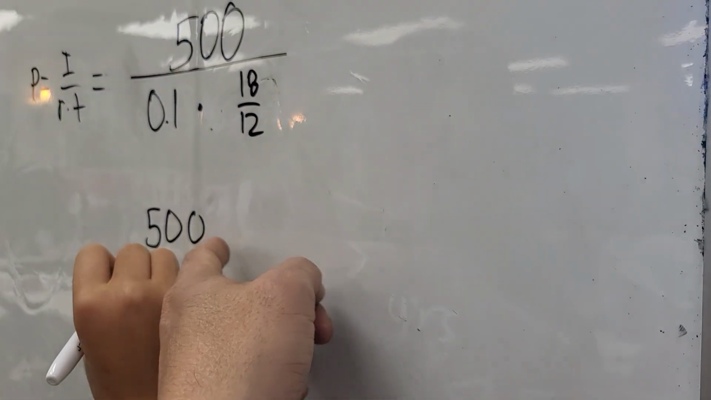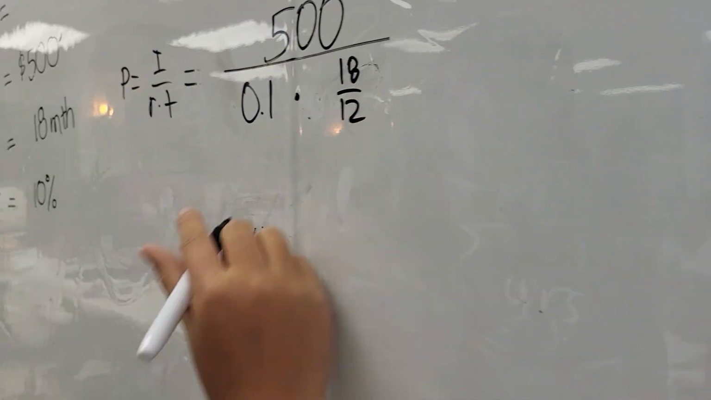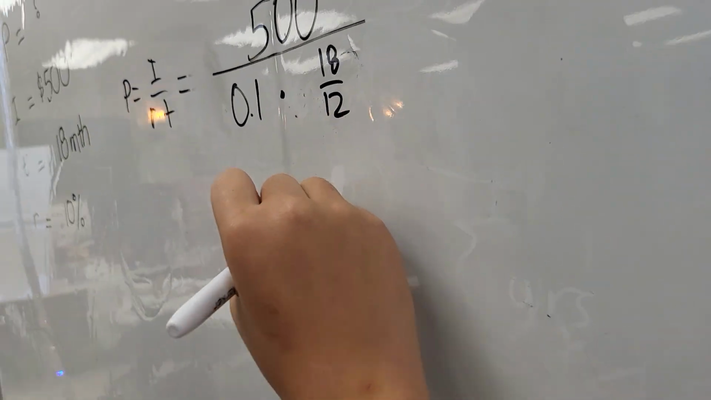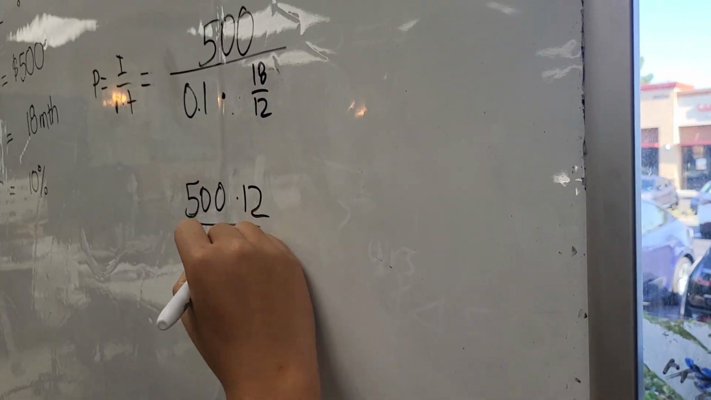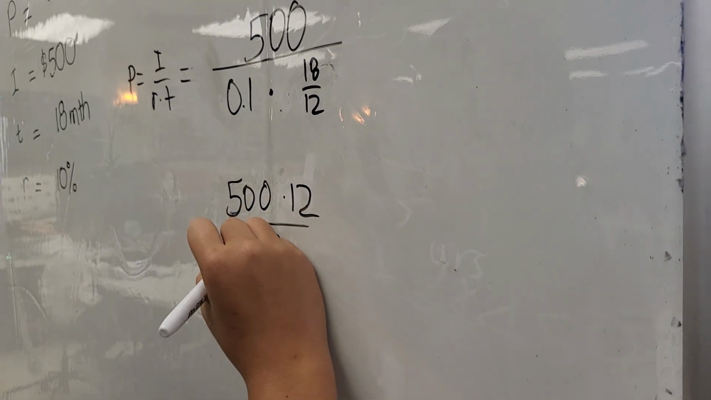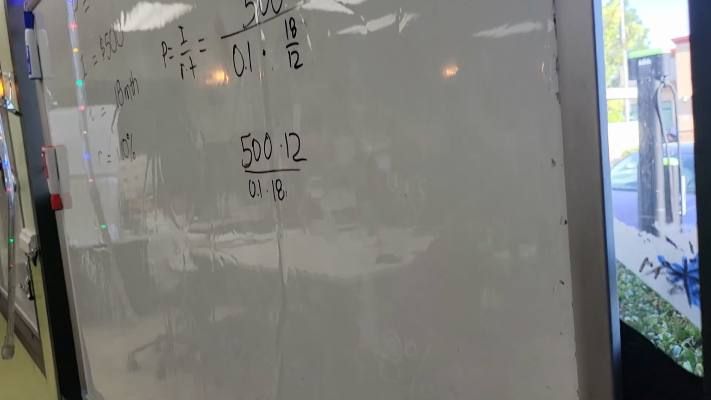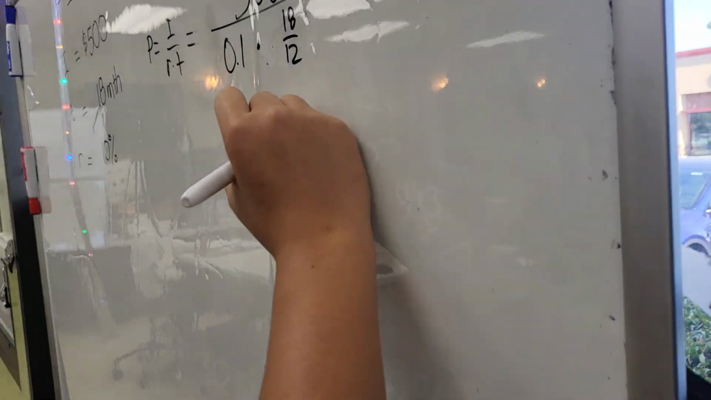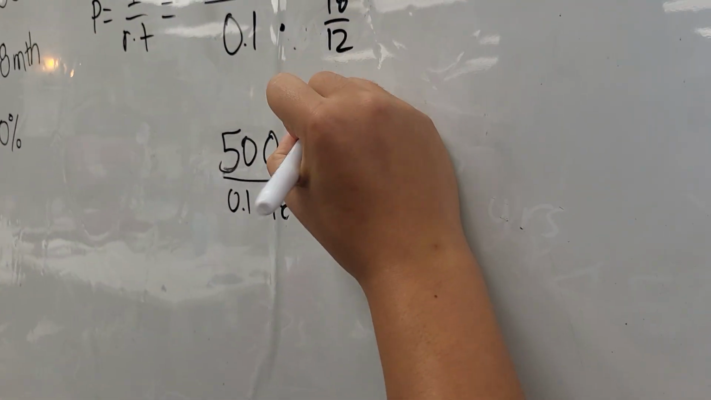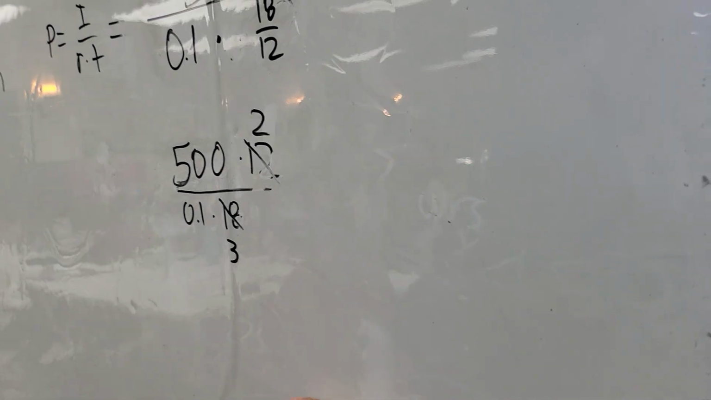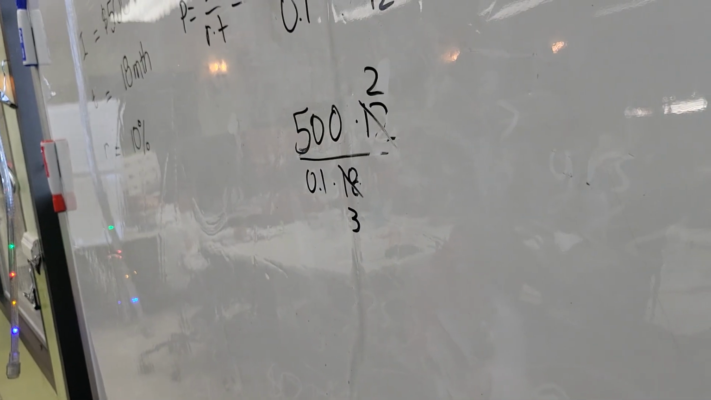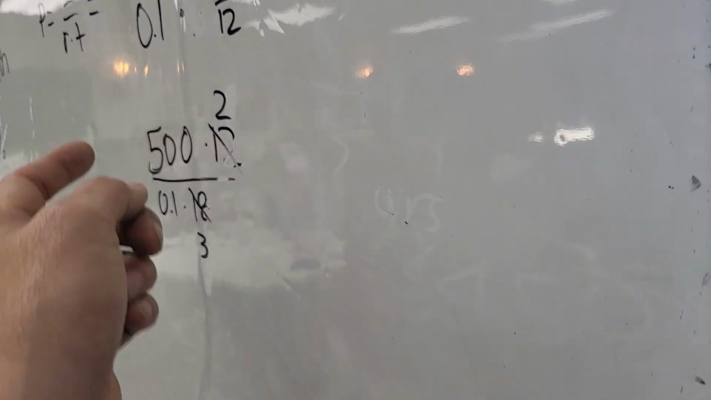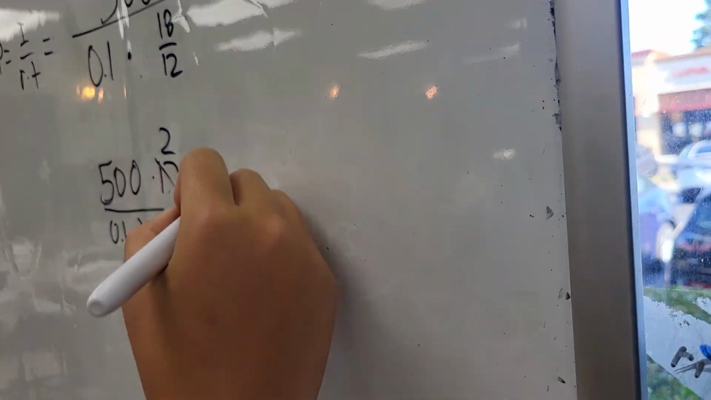The 12 goes up here. The 12 divides up there. No, that's good. 500 times 12. When you divide by 12, the 12 goes up, right? Over 18 times 0.1. All right, here we go, guys. Let's cancel it. So this right here, you can cancel it, right? Good. And then what do you do next, guys? All right, so 2 times 500 is what? 1,000, right? Okay, right now 1,000.